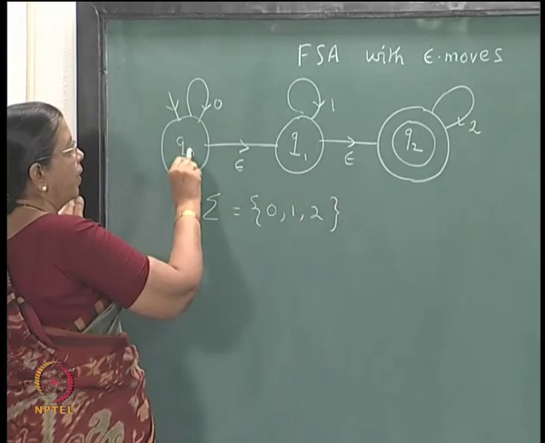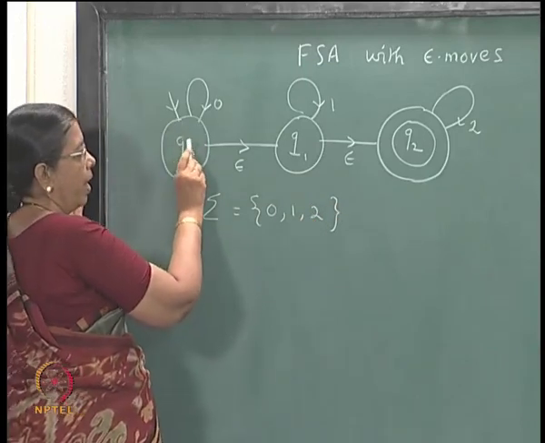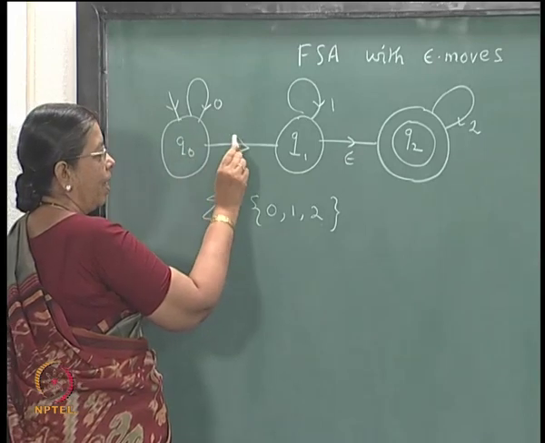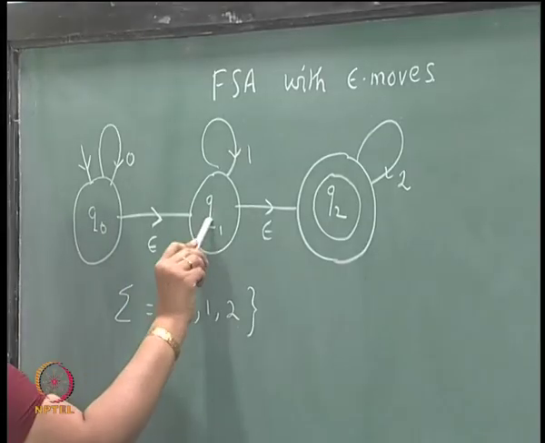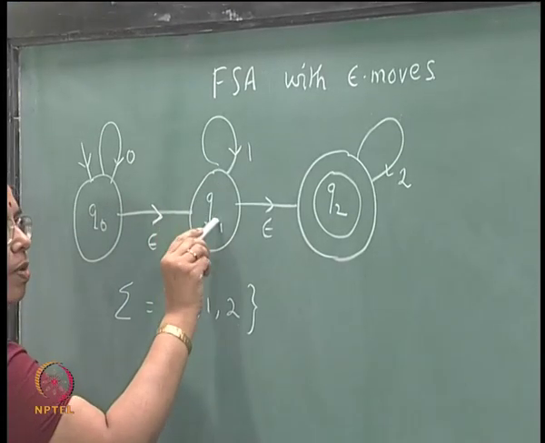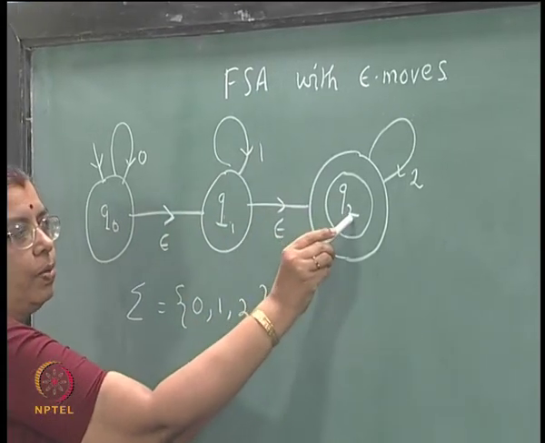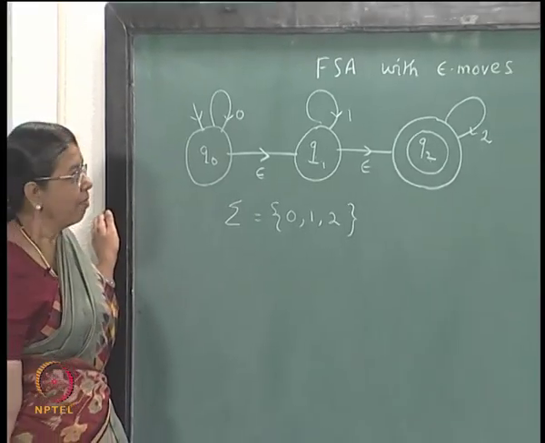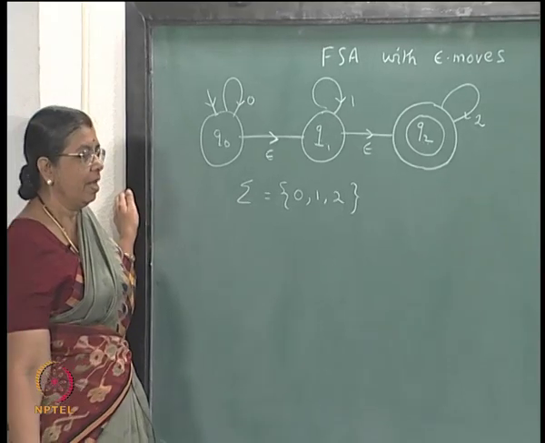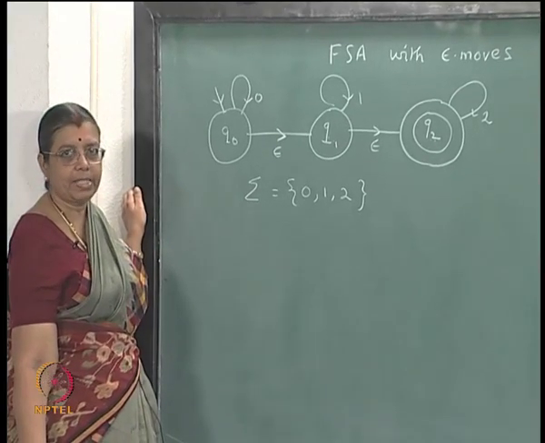In Q0, if you get a 0 you go to Q0, and in Q0 if you get an epsilon, or without reading any symbol, you can go to Q1, and in Q1 if you get a 1 you go to Q1, in Q1 without getting any symbol you can go to Q2, and in Q2 if you get a 2 you go to Q2. From the figure, guess what is the language accepted.